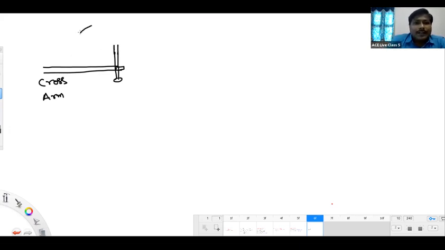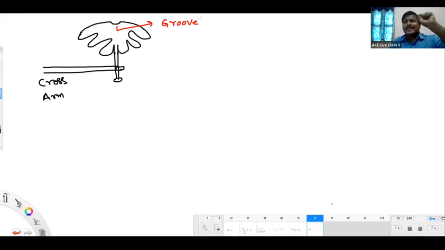This is the upper shell, the upper layer, and then we have a number of bottom shells. You can get the insulator structure something like this. On the upper surface, you will have a curvy portion, something like a groove, through which we are going to pass the conductor.